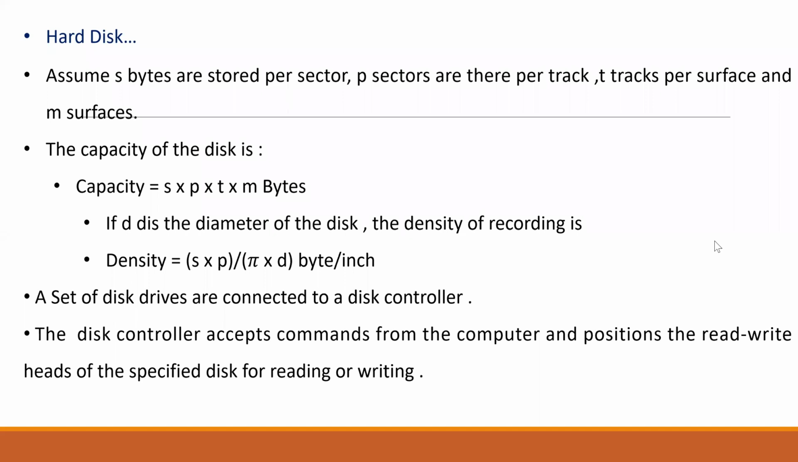Okay. So a set of disk drives are connected to a disk controller. There are multiple drives, and those multiple drives are connected to the disk controller. All the reading, writing, finding, searching, all the operations regarding the hard disk, you can do using the disk controller. The disk controller accepts commands from the computer and positions the read/write heads of the specified disk for reading and writing.